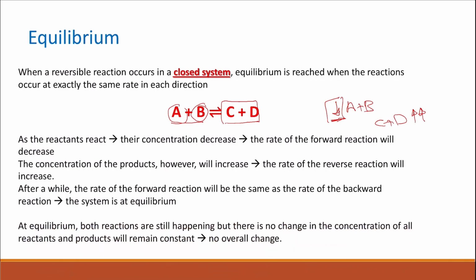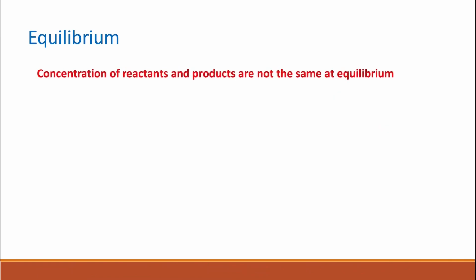At equilibrium, both reactions, forward and backward, are still happening. However, the rate of the reaction in both ways is exactly the same. The concentrations of both the reactants and the products will be unchanged. They are not going to be the same, but they will be unchanged. So at equilibrium, the concentrations of reactants and products are not the same. Even though the rate of the forward and backward reaction is the same, so there is no net change in the whole system, the concentrations are different.